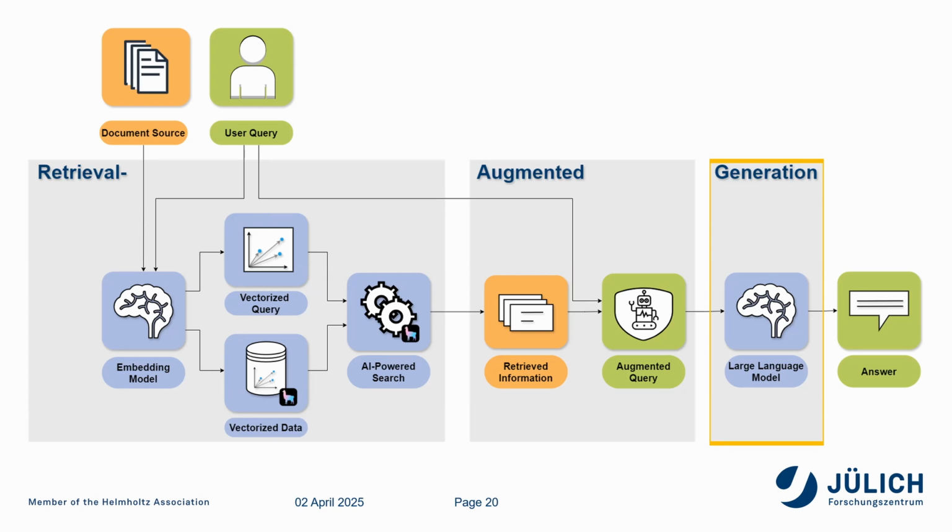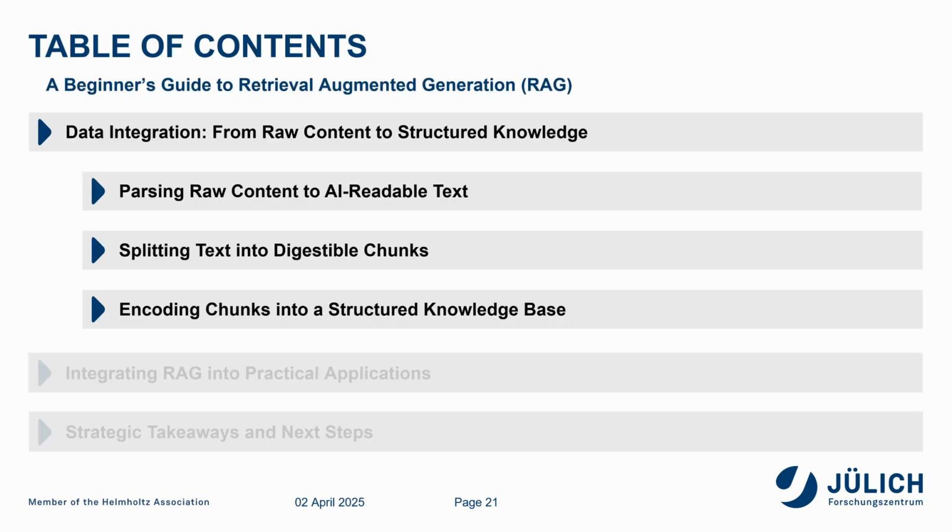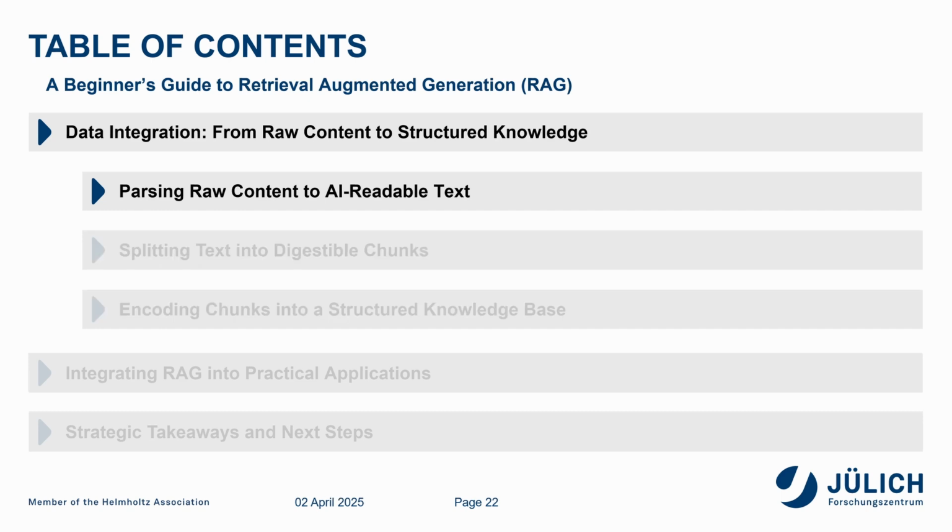Okay, so as Mascha said, I will now talk about data integration and, like globally, all the RAG system, especially the retrieval part, because it is the most important part of retrieval augmented generation. Sorry. So I divided it into three main parts: parsing, splitting, and encoding. And let's dive into this.